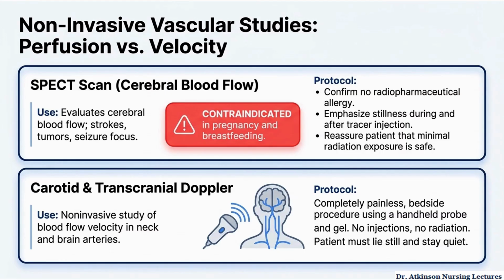SPECT scans evaluate cerebral blood flow and perfusion. They are useful in stroke evaluation, tumor assessment, and identifying seizure focus. Because radioactive tracers are used, pregnancy and breastfeeding are contraindications. Patients should also be reassured that radiation exposure is minimal. Carotid and transcranial Doppler studies are different because they evaluate blood flow velocity in the neck and brain arteries using ultrasound. These studies are painless, non-invasive, and involve no injections or radiation. Patients should remain still and quiet during testing for accurate results.